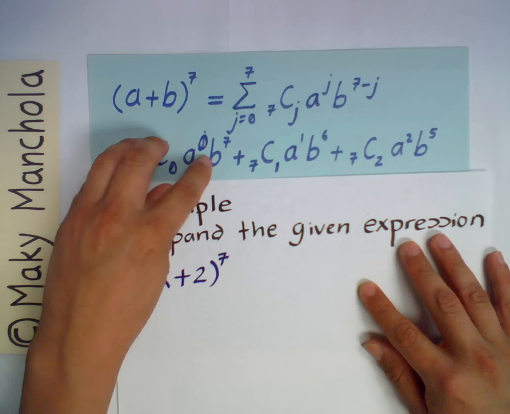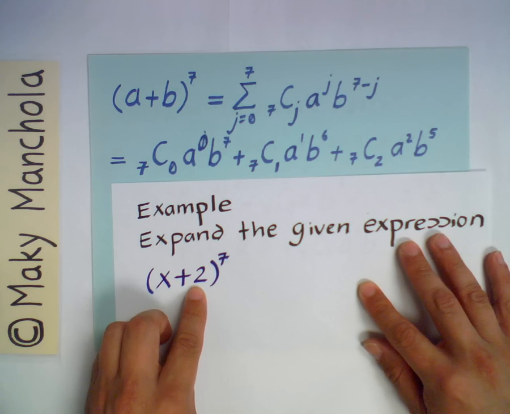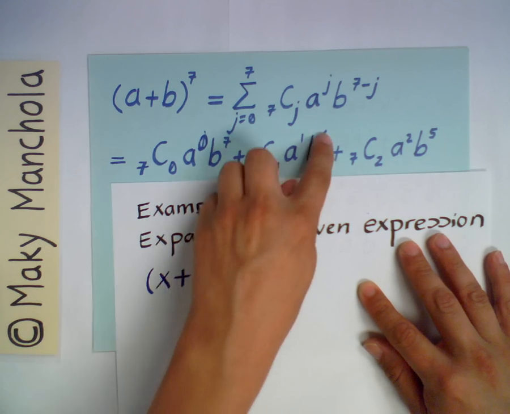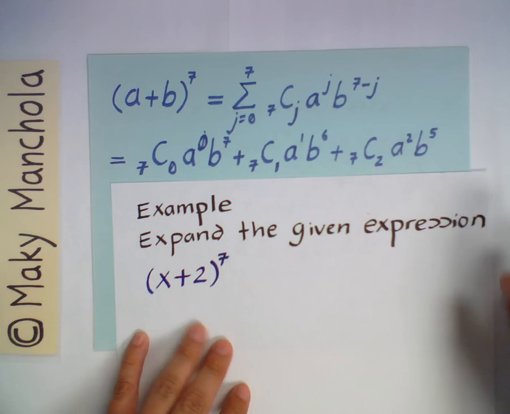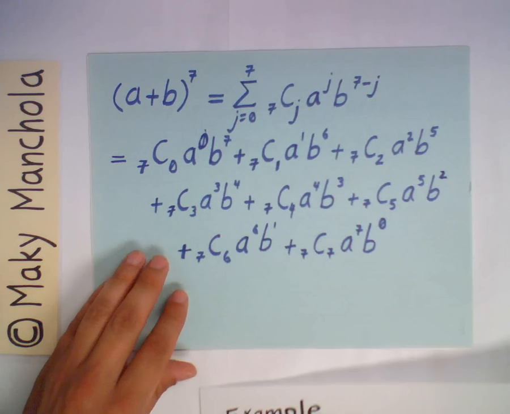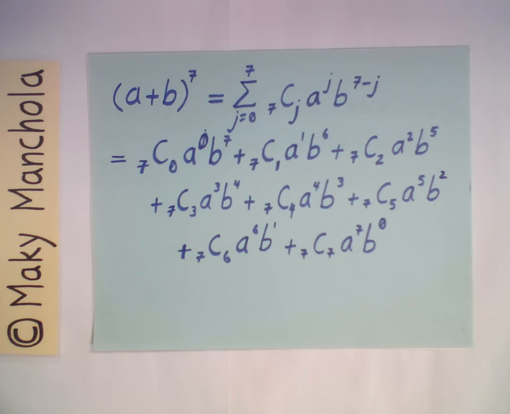And what about the b's? B to the 7 will actually be 2 to the 7th. B to the 6 will be 2 to the 6th, and so on. So let's do a little bit of that work.